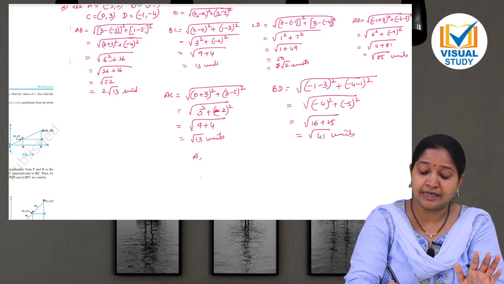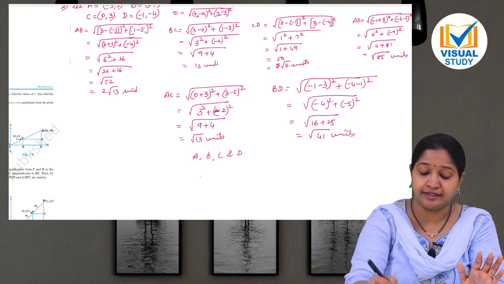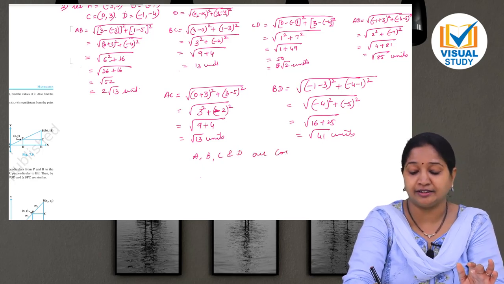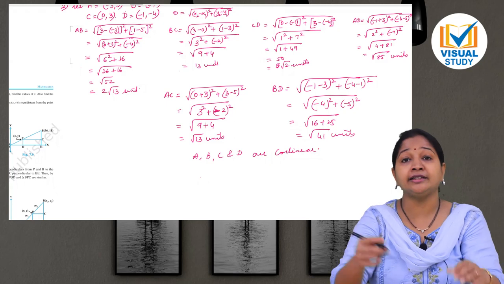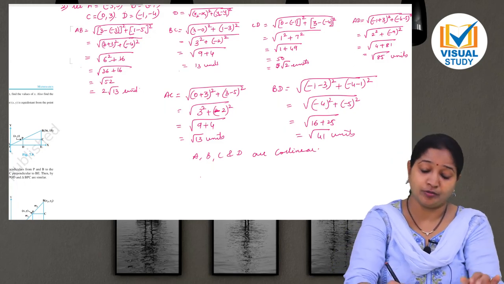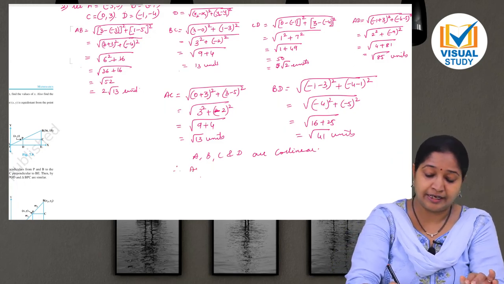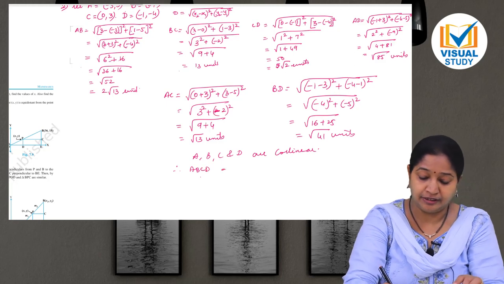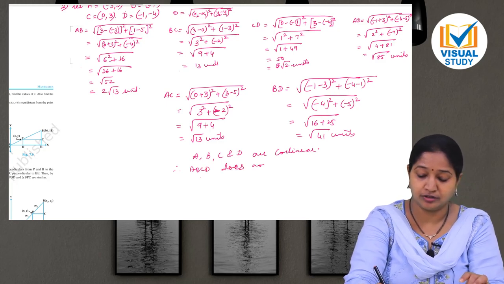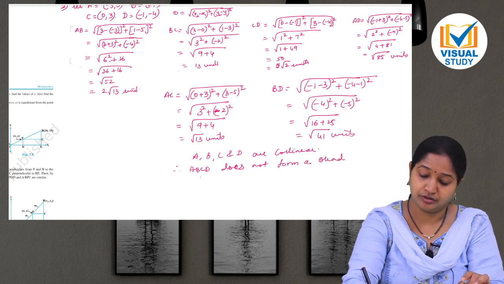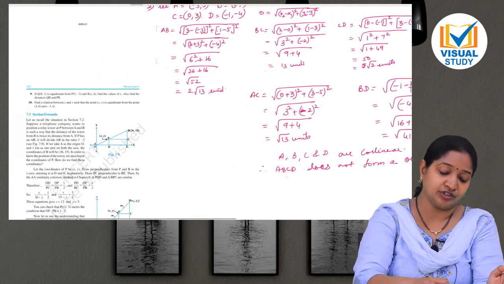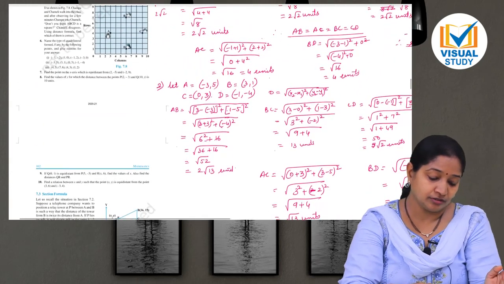Why? Because A, B, C and D are collinear. They are collinear and they don't form a quadrilateral. Therefore, A, B, C, D does not form a quadrilateral. Okay? So, this was our second sum. What is our third sum?